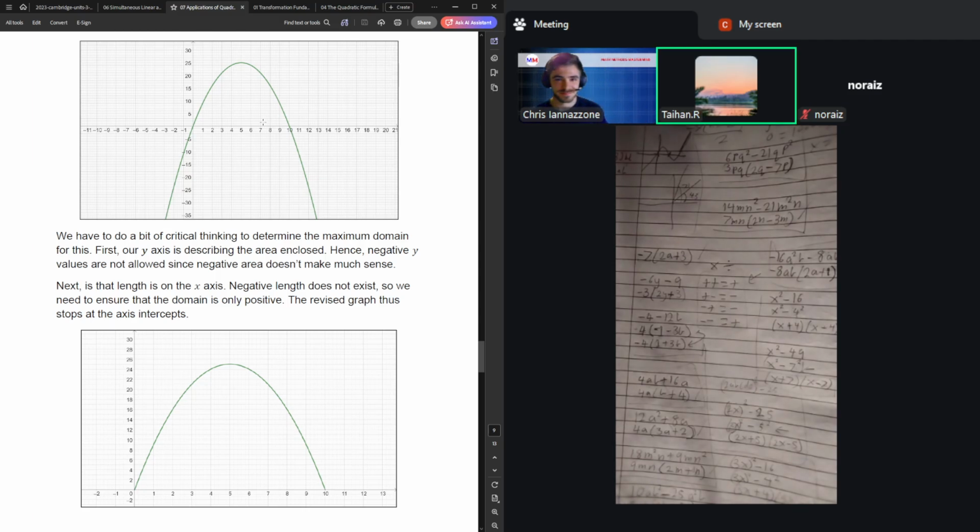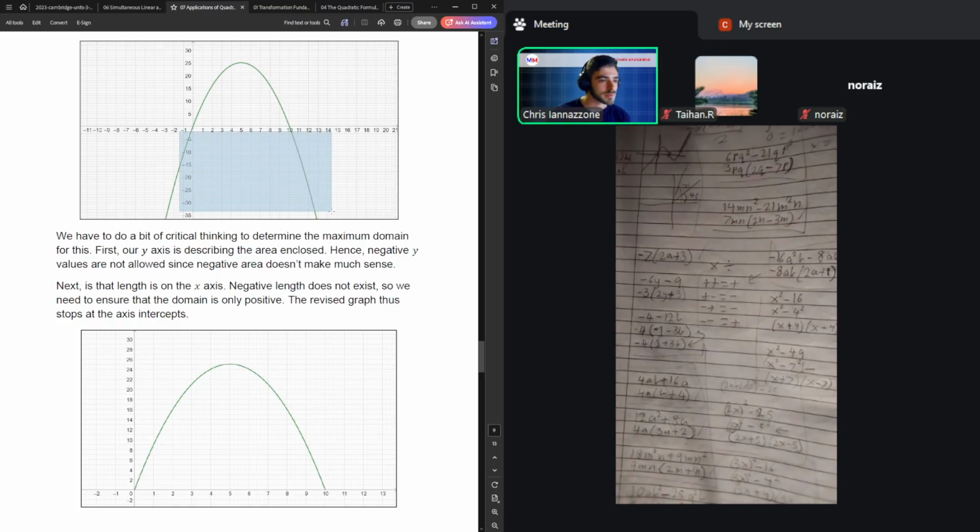Is it because you can't have a negative area, so that's why you don't need the rest of the graph? Yeah, that's right. Negative area doesn't exist in the real world, so we're going to chop off that entire bottom portion of the quadratic because y values are area values in this case.